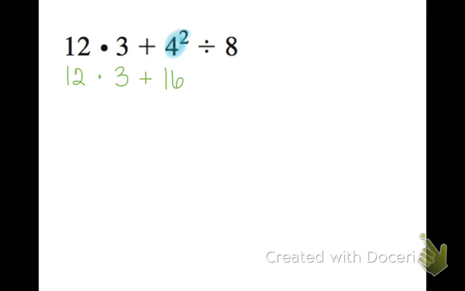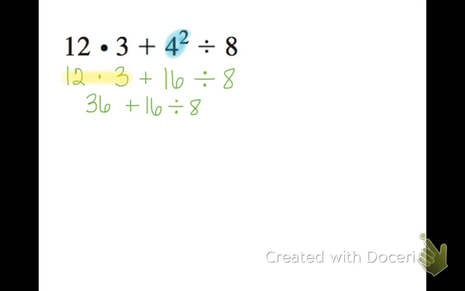4 squared is 16 divided by 8. Then I'm going to look for multiplication or division, left to right. So first I have this multiplication. I'm going to do that. 12 times 3 is 36 plus 16 divided by 8.